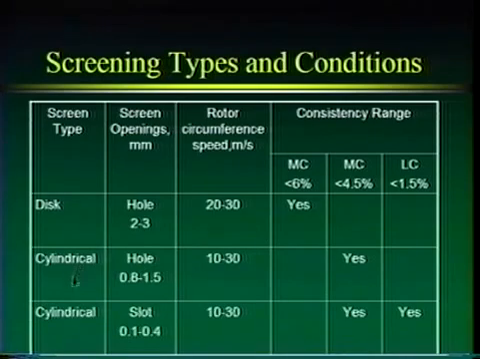The cylindrical screens are going to have holes that are much smaller, or they could have slots that are pretty fine. And then these are used at much lower consistencies because the smaller openings have a much higher likelihood of plugging, so we need to use lower consistencies to keep those openings unplugged.